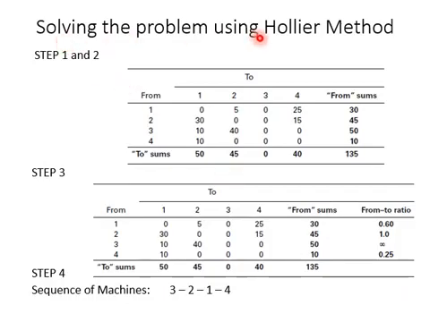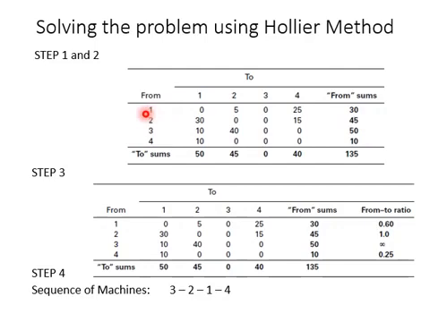Solving the problem using the Boolean method. Coming to step 1, we can see step 1 is whatever problem we have got. So the from-to chart has already been prepared. Coming to step 2, we have to compute the from sums.